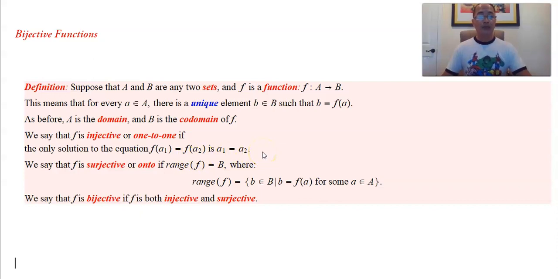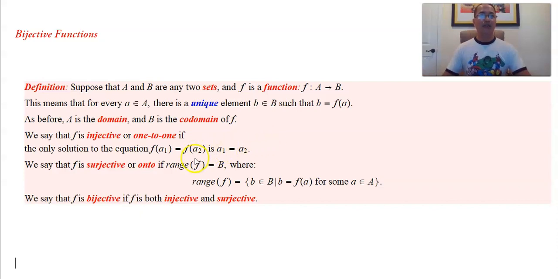If you remember, when we first defined one-to-one transformations, we did the contrapositive, which was if a1 is different from a2, then f of a1 has to be different from f of a2.